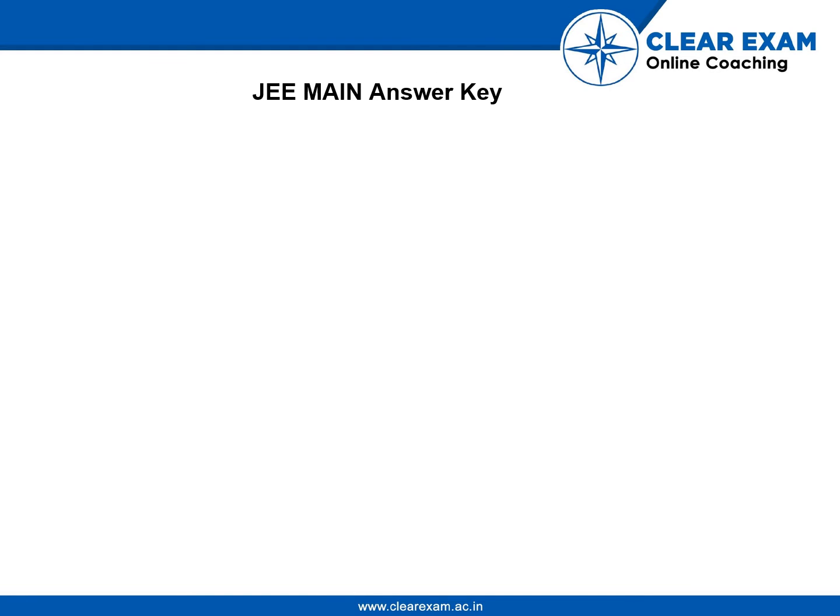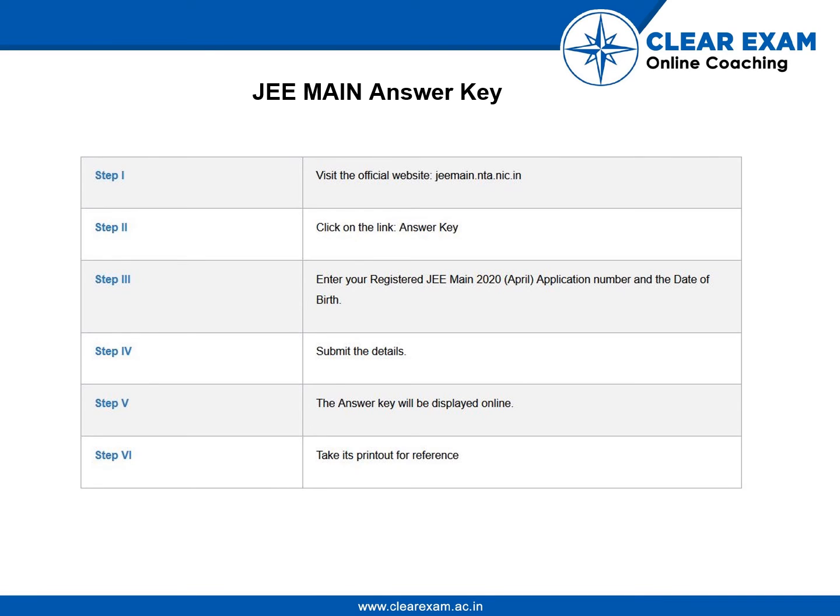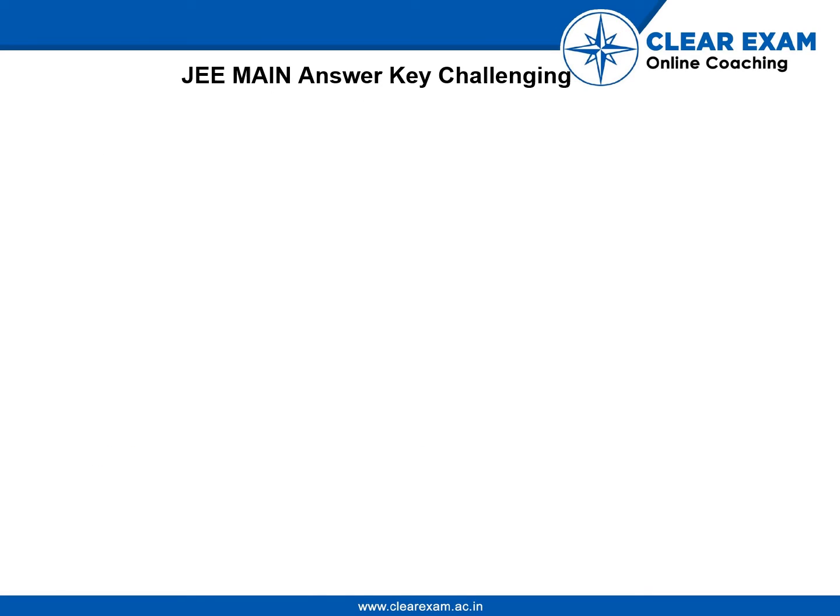Next we'll see about the JEE Main answer key, how we will have to approach the JEE Main answer key and how to download it. First, we will have to visit the website jeemain.nta.nic.in. Then we'll have to click on the link for the answer key. Once the link opens, you'll have to enter your JEE Main application number and date of birth. Once you submit the details, the answer key will be displayed online. Take its printout for your reference.